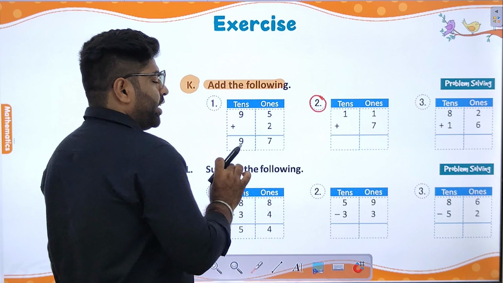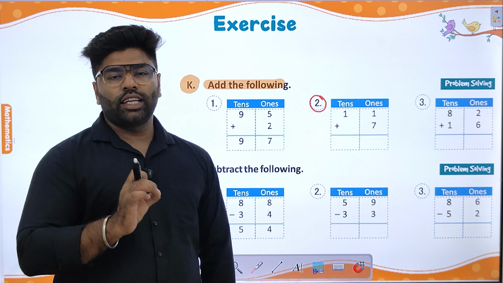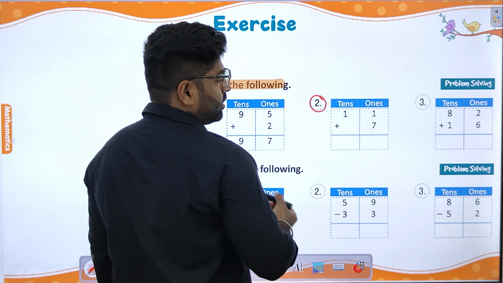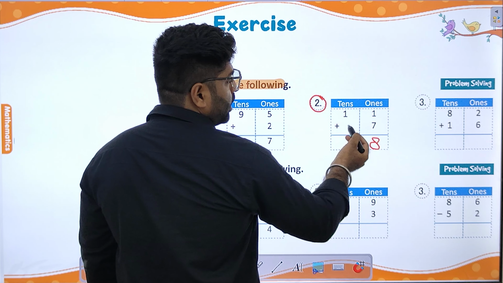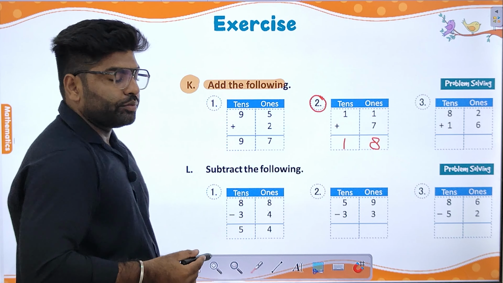So when we are having addition or subtraction, we have to add the same place in the same number. We have to add ones in ones and tens in tens. So 1 plus 7, this is 8, and here we are having nothing, so 1 is 1. So our addition is 18.